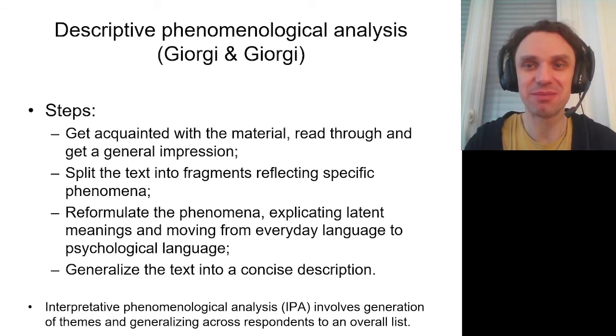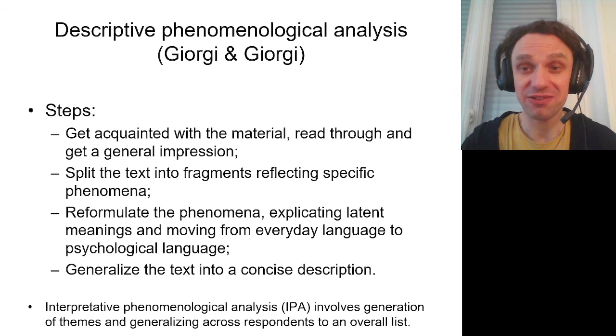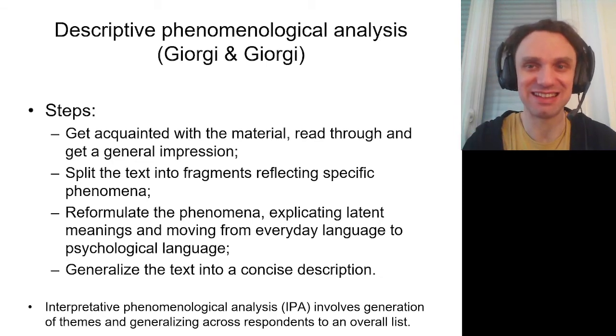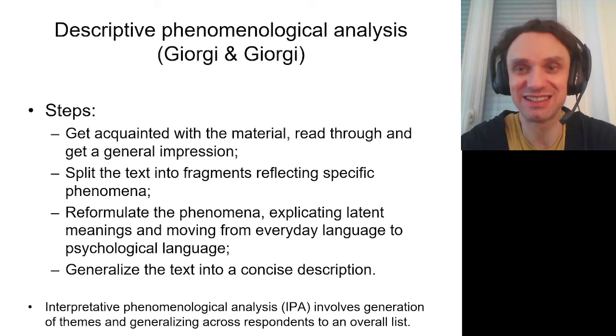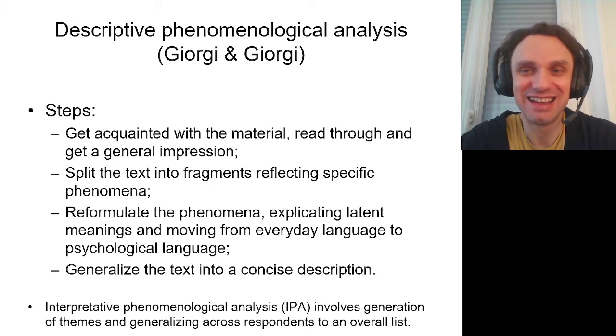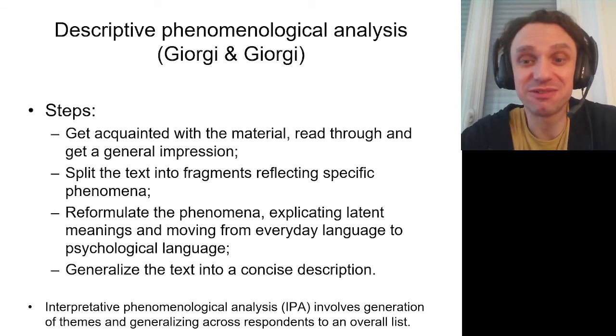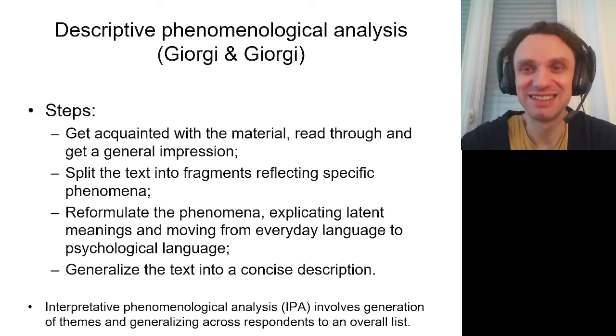And then the third step is a reconstruction. After you have split the text into fragments, you try to reformulate the phenomena that are expressed in each fragment to make them more explicit, and also in the process to move from an everyday language to a psychological language, to explain this phenomena in terms that will be easier to understand. So, for example, if a participant says, "I felt like crap," you need to reformulate it in some way.